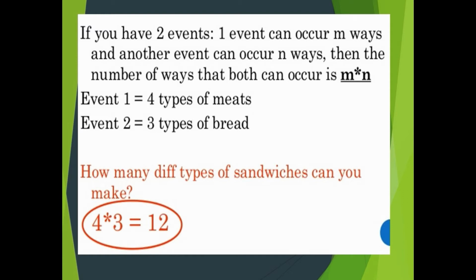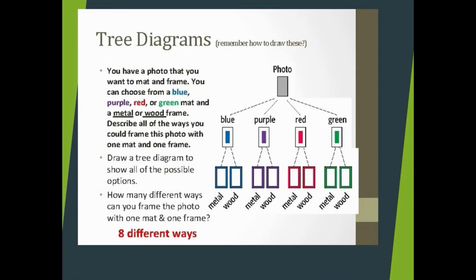Event 1 is equal to 4 types of meats, for example. Event 2 is equal to 3 types of bread. So how many different types of sandwiches can you make? So we have 4 times 3, which is equal to 12 ways. In this case, we can have 12 different types of sandwiches. Another way of solving is to use the tree diagram. So can you remember how to draw this?